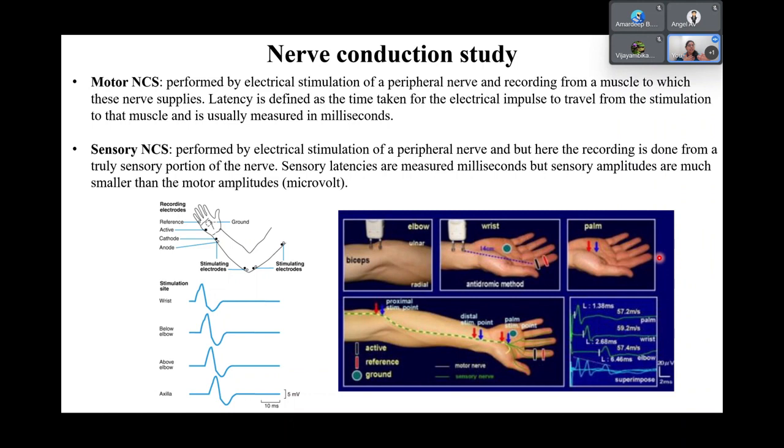But if you have a sensory nerve conduction study, this again is done by the electrical stimulation of a peripheral nerve, but in contrast to a muscle where it is supplying, for example, in motor nerves, here in sensory, the recording is done from the sensory portion of the nerve. Basically, the one which is responsible for actually sensing the cues. So that part, they're checking the information. So you record from that region, and then you carry the same formula to calculate the velocity.